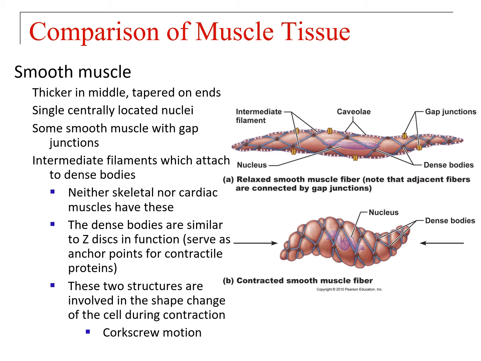Because of the arrangement of the dense bodies over the smooth muscle fiber, you're going to see a corkscrew motion as the muscle fiber decreases in length. What I want you to think of is wringing out a dish towel. You twist it and it shortens as it goes. That's the motion of smooth muscle tissue. This corkscrew motion actually allows the smooth muscle to shorten to a greater extent than skeletal or cardiac muscle can.